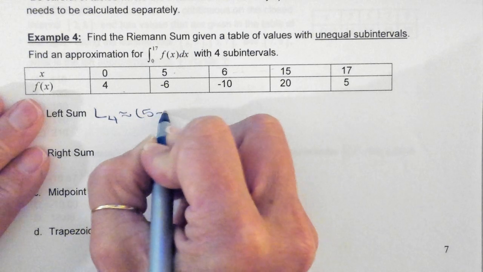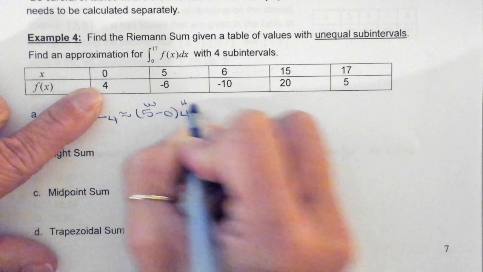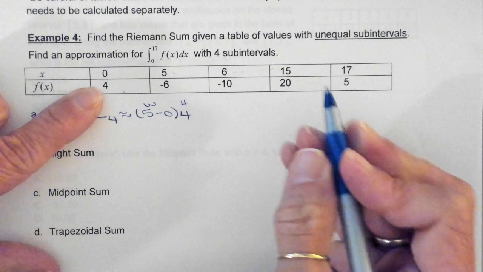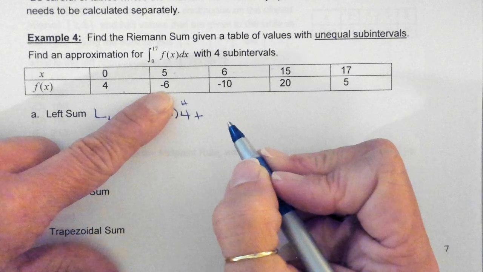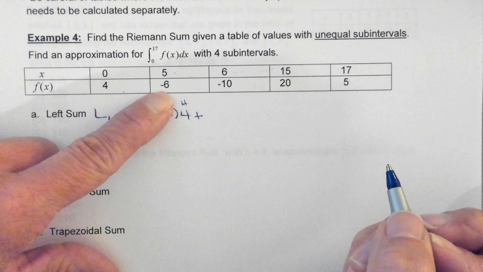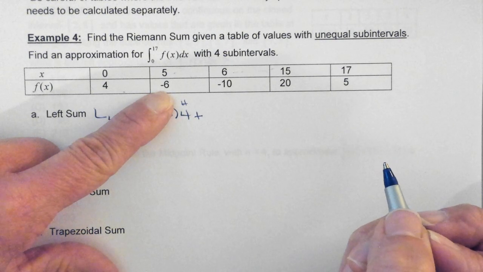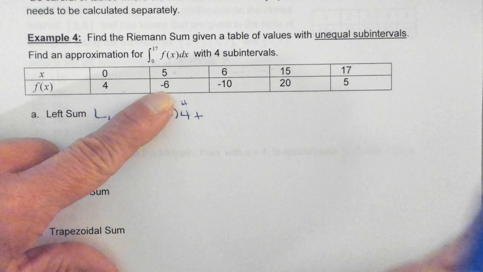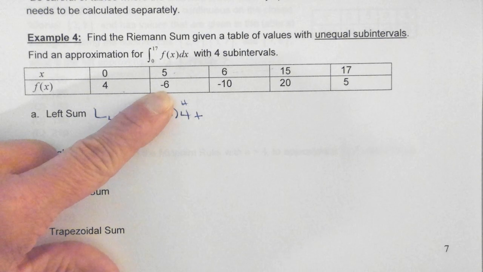So this is 5 minus 0 times 4. This is my width, this is my height. I just wrote W and H. Plus, here is my second height. What does it mean when you have -6 as a height? Where is it? It went below the x-axis. That's okay, it's totally fine. It just means that rectangle flipped upside down.